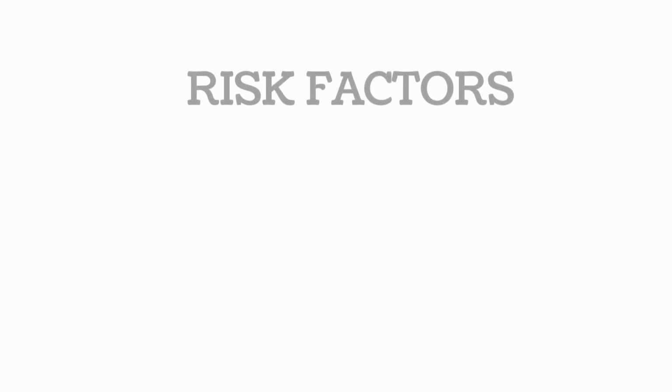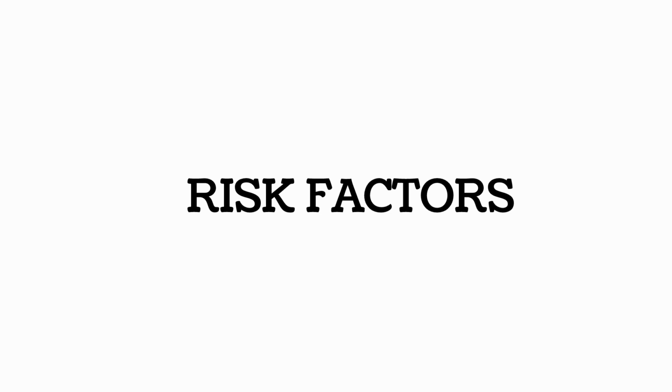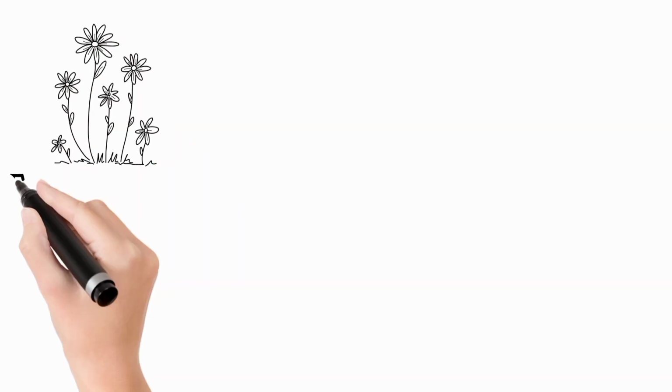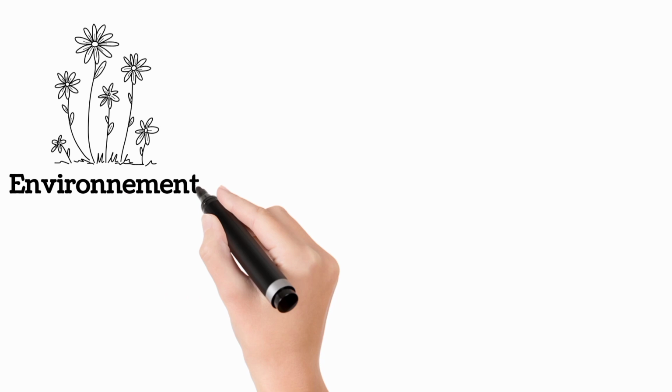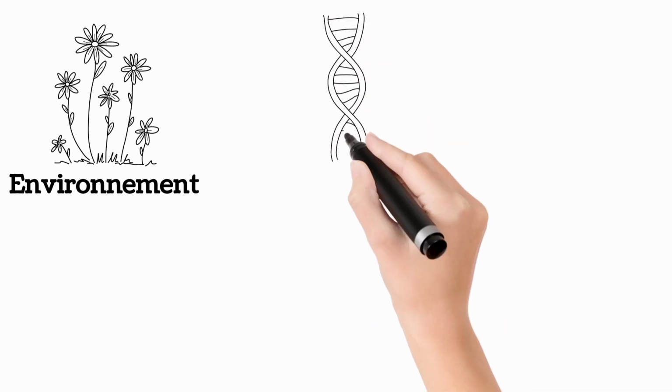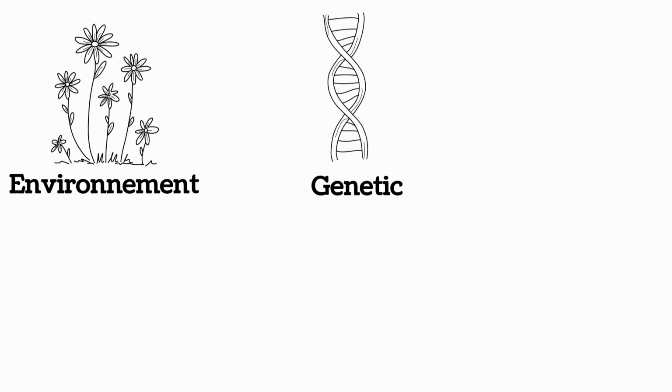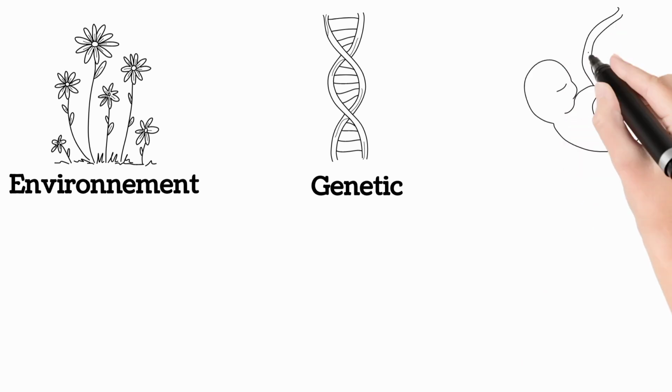Now let's dive right into the risk factors of this condition. This condition's exact cause is unknown, but some factors have been associated with the development of this condition. The first factor, environmental. The second factor, genetics. If one identical twin is affected, there's a 33% chance the other one will be as well. Mutations in genes involved in muscle development are risk factors for clubfoot.